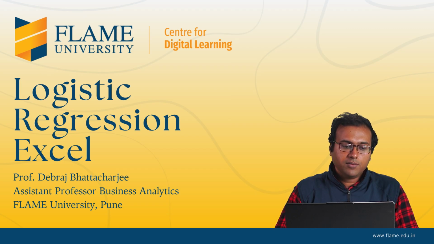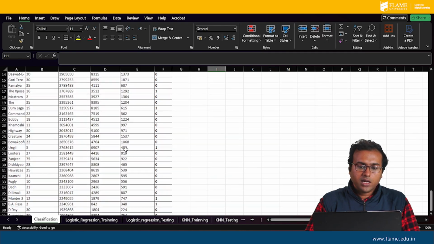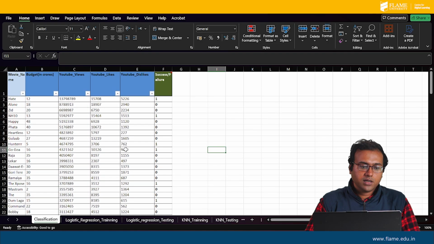So for that we have the data set where we have 149 instances, and we can divide this entire data into two halves, training and testing. So 70% of the data is allocated for training the model and 30% is for testing the model. First we will implement the logistic regression model, and then we will go for the KNN type of classifier model.